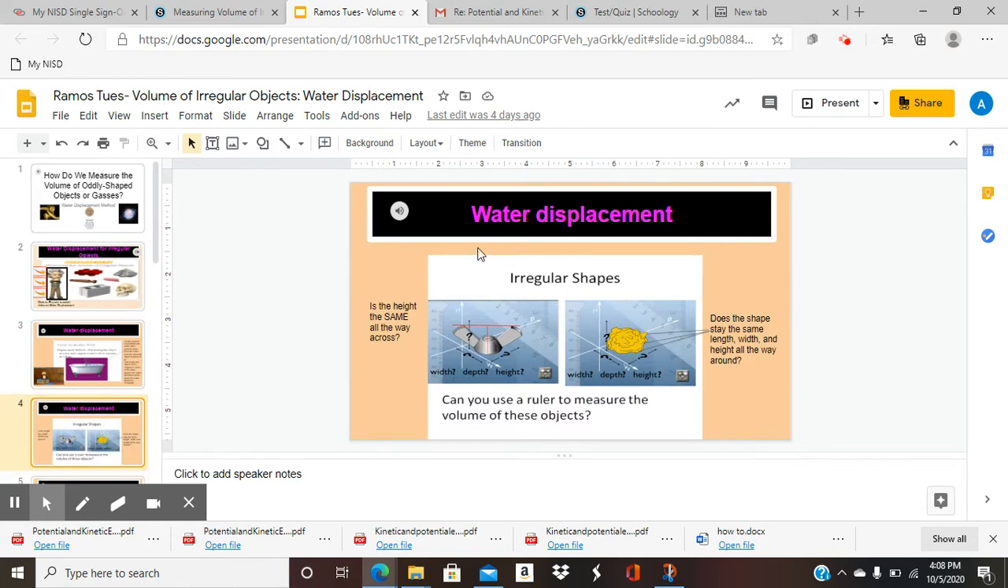If you could see here, the picture on the left shows an object which is irregularly shaped. Also, the image on the right is an irregular shape. Can you use a ruler to measure the volume of these objects? Think about that. Is the height the same all the way across? Does the shape stay the same length, width, and height all the way around?